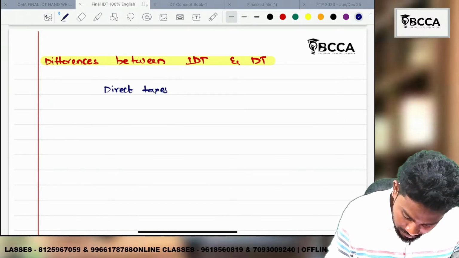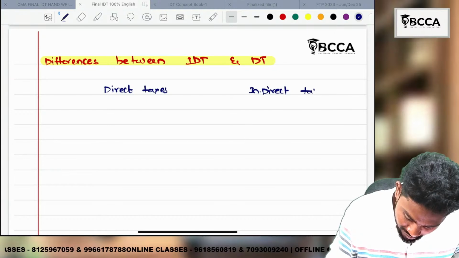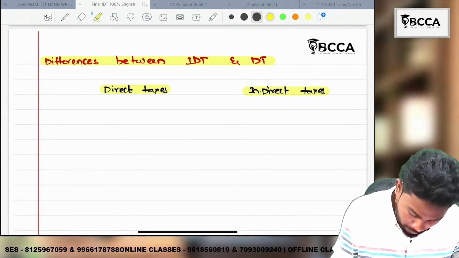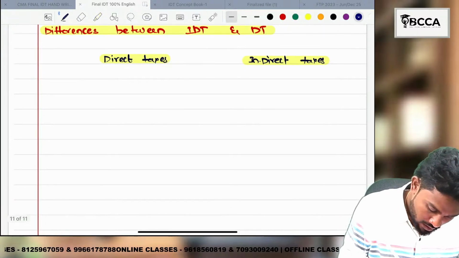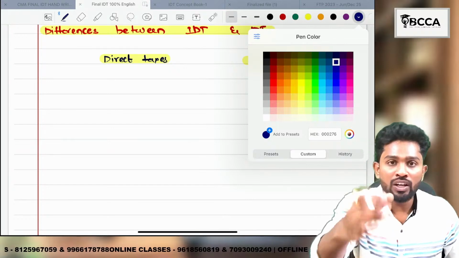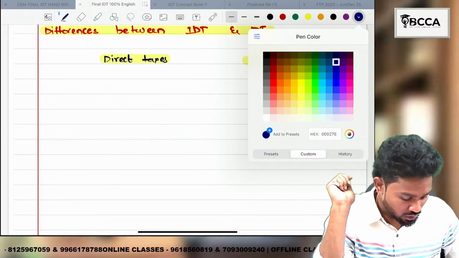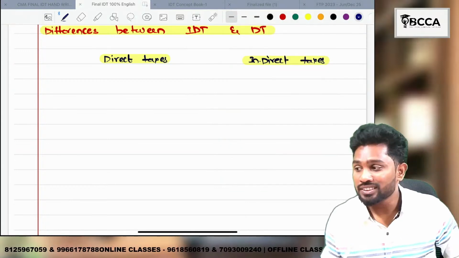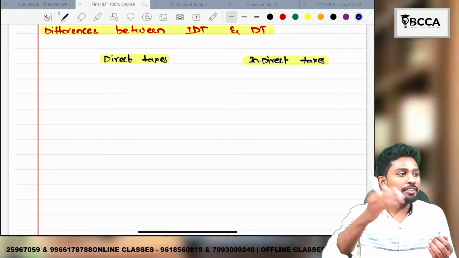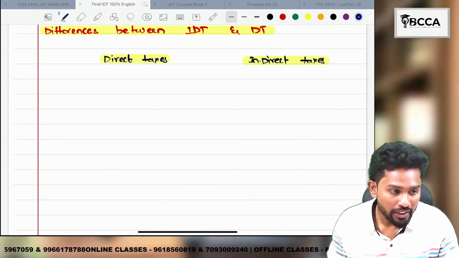Direct taxes, indirect taxes. In direct tax, the tax incidence is on the taxpayer. I mean, if you have income, you only have to pay tax. The burden is on you only. The liability is also on you only. But whereas in indirect taxes, even though it is paid by the seller, ultimately it would be recovered from whom? The buyer. So the incidence is passed on to the buyer.